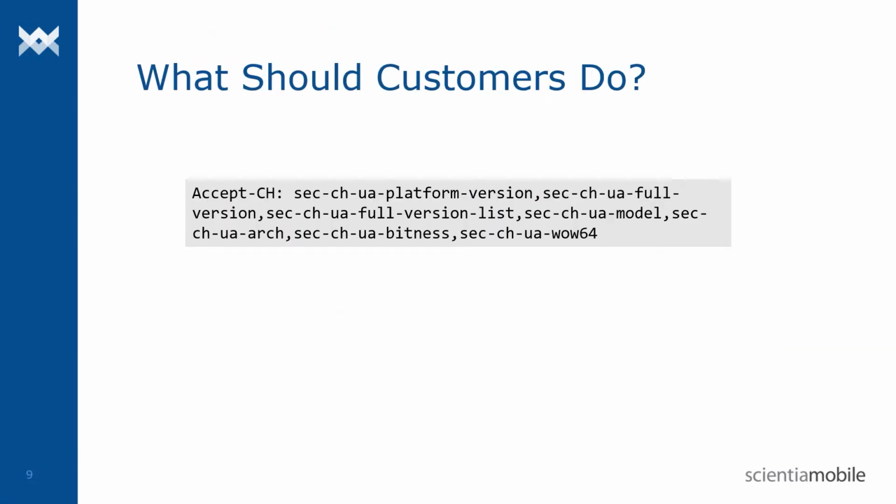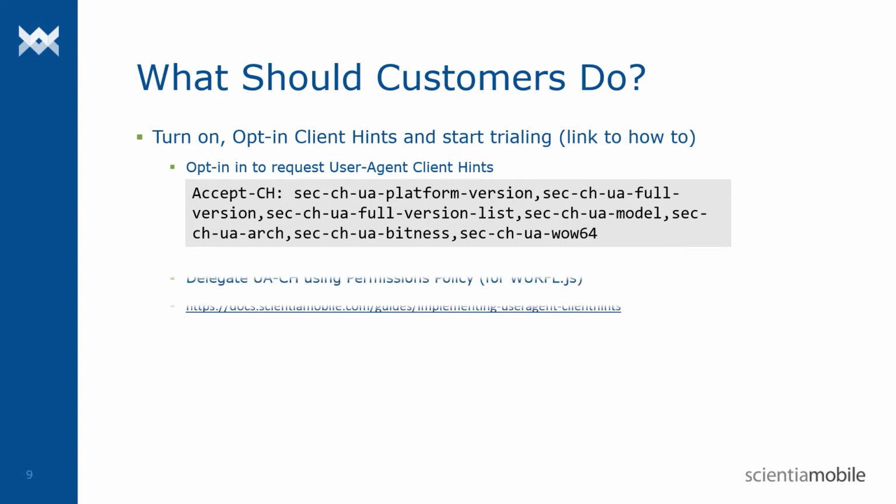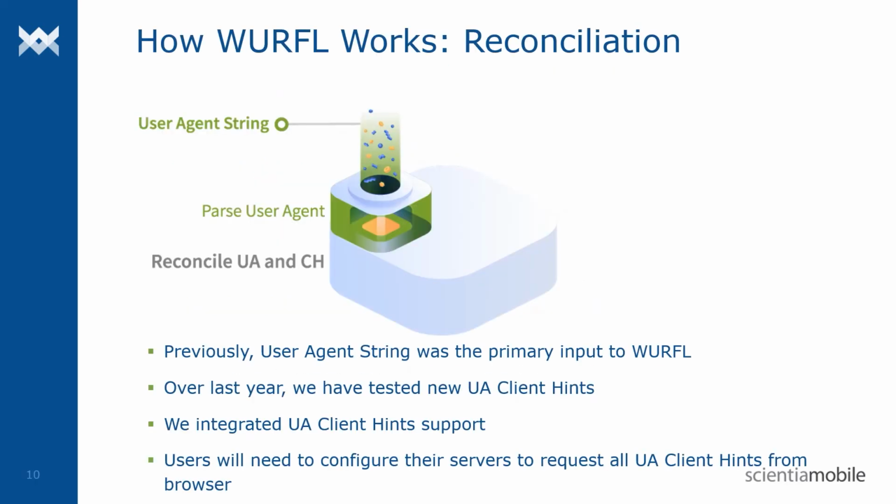What should device detection users do now? Well, first, turn on or opt in to receive user agent client hints on their servers. We recommend that users configure their servers to request all of the user agent client hints. Next, delegate user agent client hints using permission policies, and then start feeding them into WURFL.